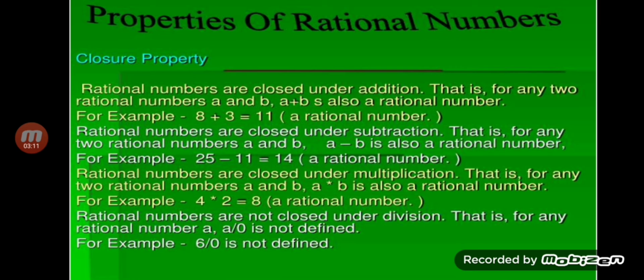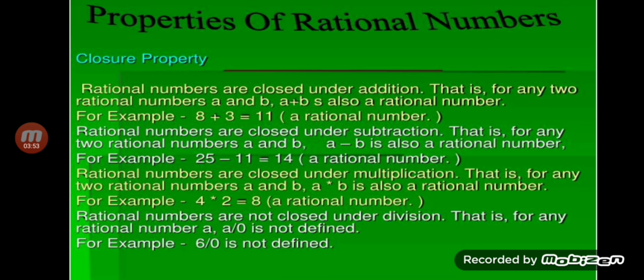Yes or no? Yes. In general, we can write a plus b is equal to c, where c will be a rational number. Example, 8 plus 3 is equal to 11. 8 is a rational number, 3 is also a rational number. When you add them, you get 11, which is a rational number. It is also closed under subtraction. So a minus b is equal to c, which is also a rational number. For example, 25 minus 11 is equal to 14. So 14 is also a rational number.